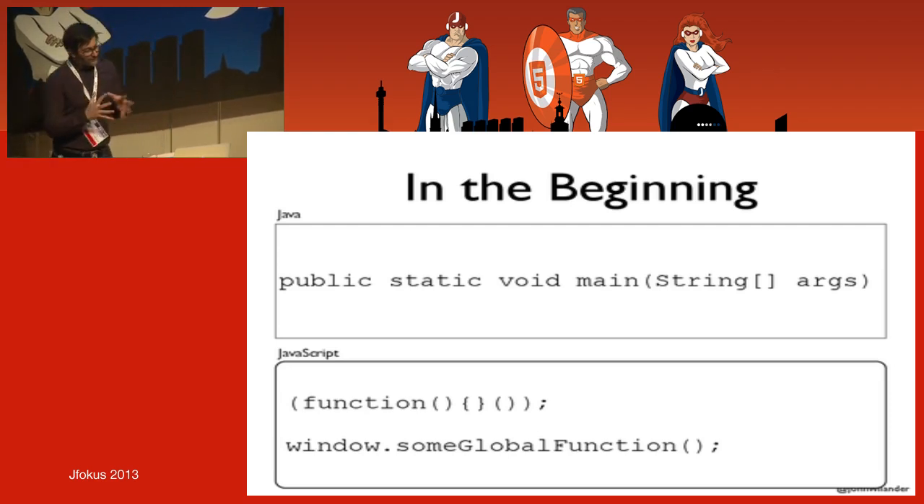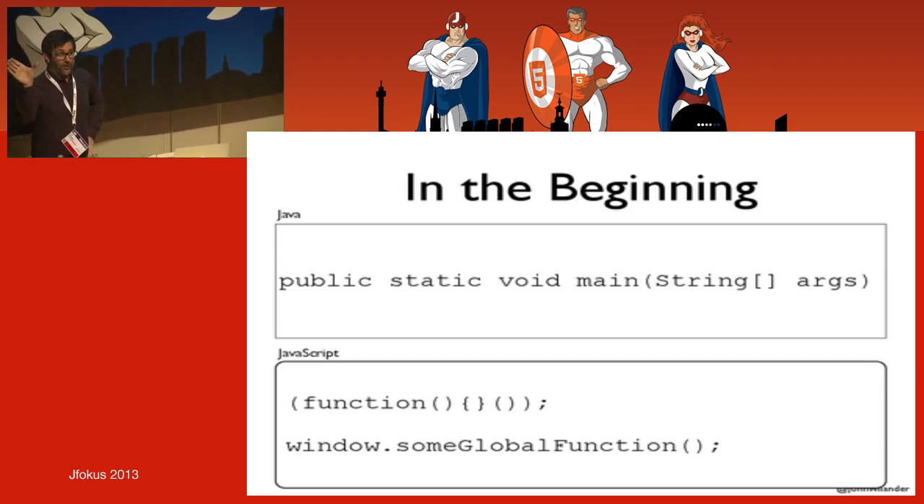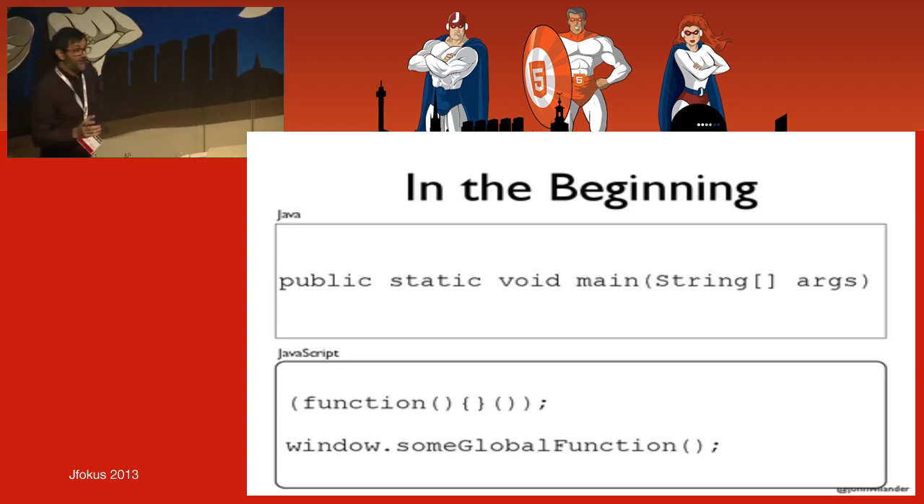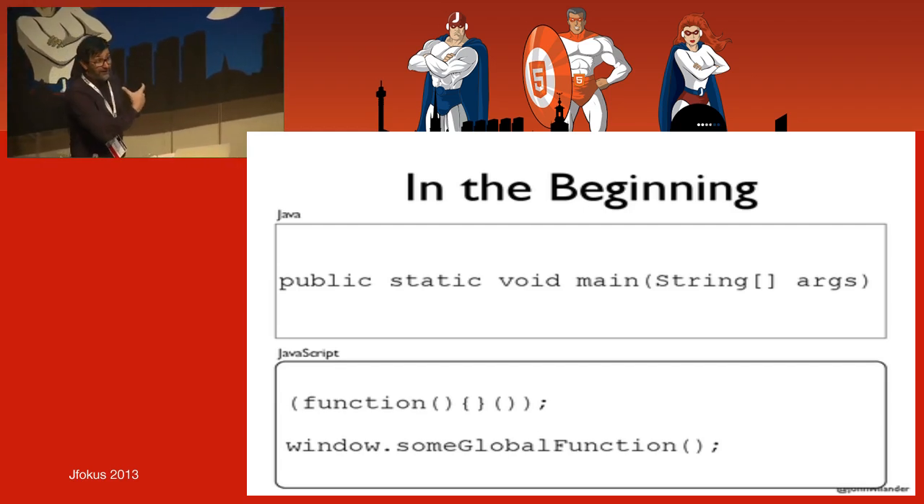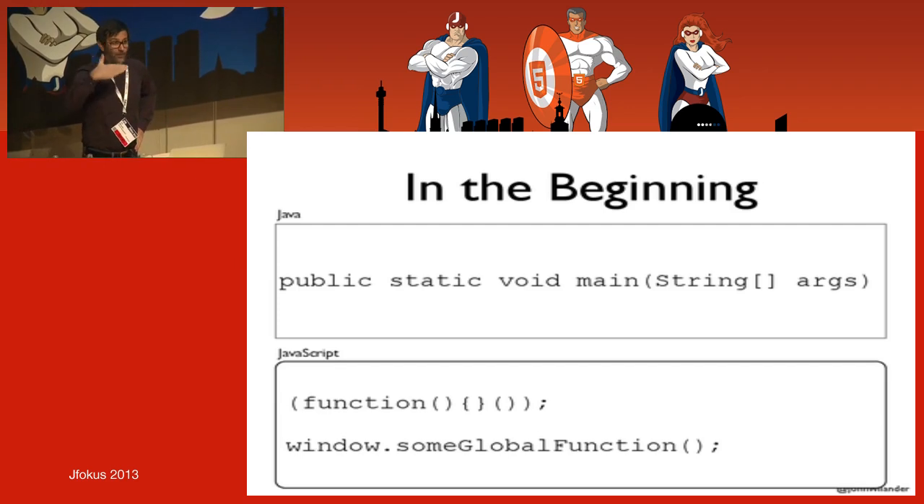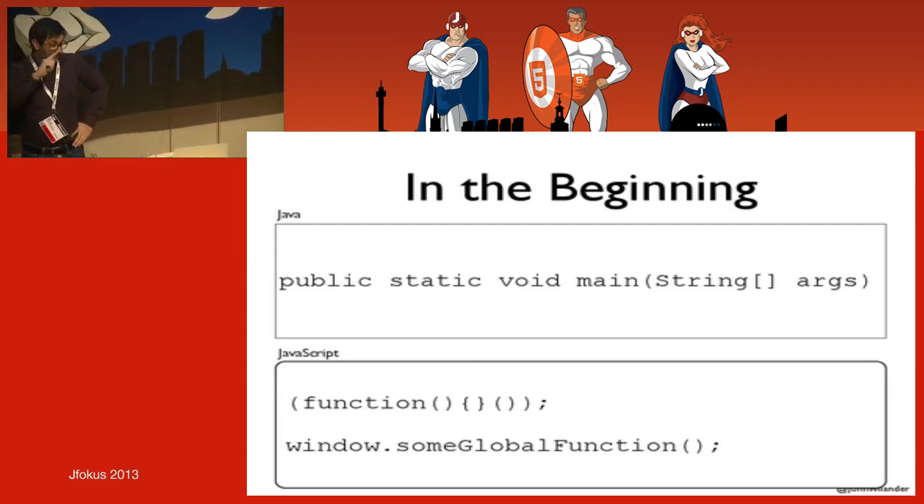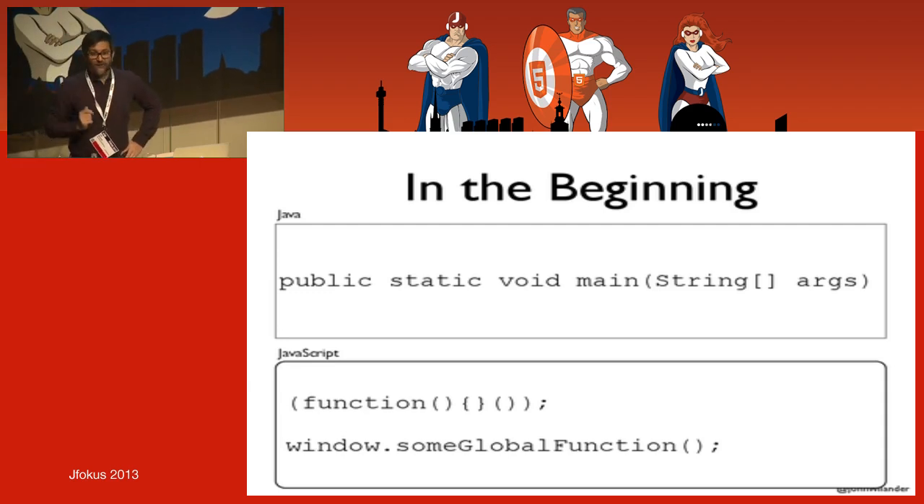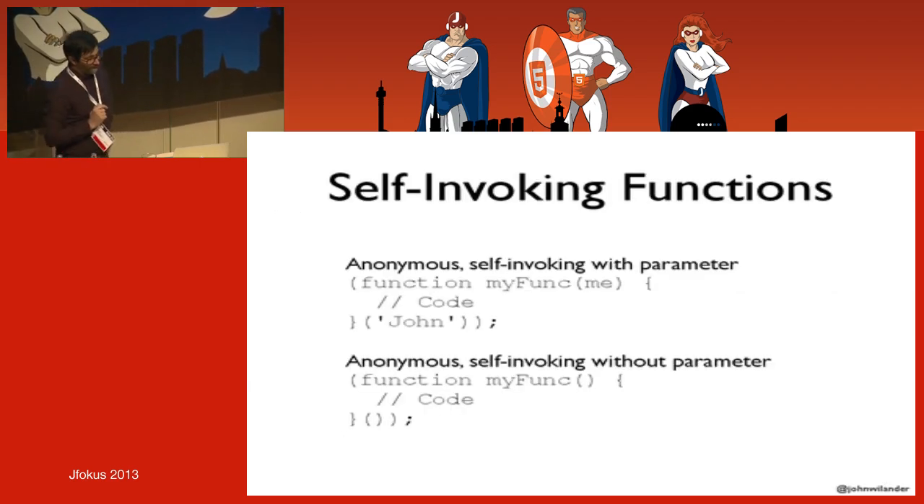So the equivalent of a main, which means that it will start executing your code, would be just a function statement right out in the global namespace, in this case the window, some global function parenthesis. If this exists in a JavaScript file or inline JavaScript, it will execute right away when the parser gets to that place. Or as this is what's called a self-invoking function, and I will explain what a self-invoking function is. That's the JavaScript code on top there.